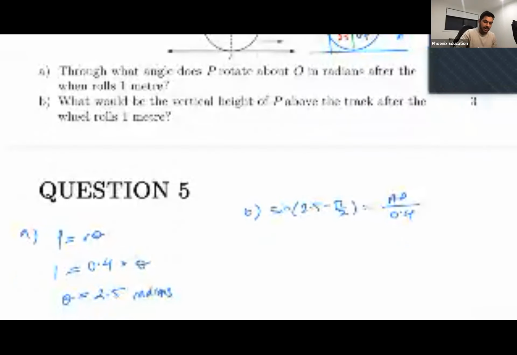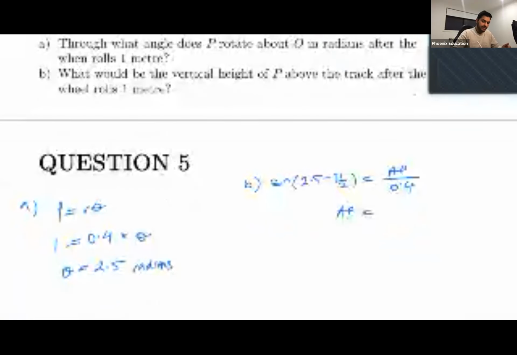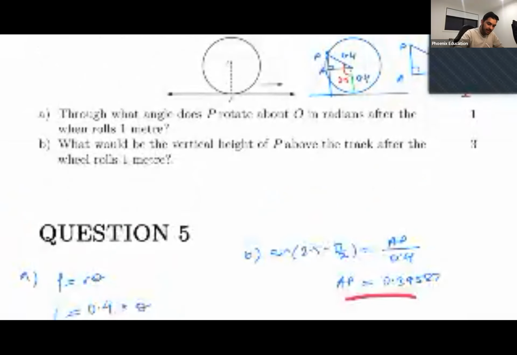Now, when you go to actually calculate this, you need to make sure that your calculator is in radians. If you try to type this in your calculator when it's in degrees, you'll end up with the wrong answer. So make sure you convert your calculator into radians, punch this in, multiply by 0.4, and this will come out as 0.39587. Okay, so that's just this length here.